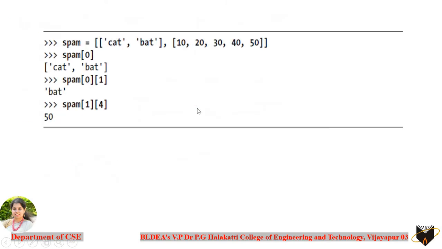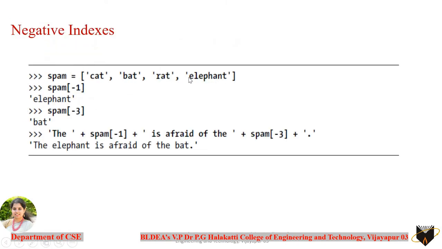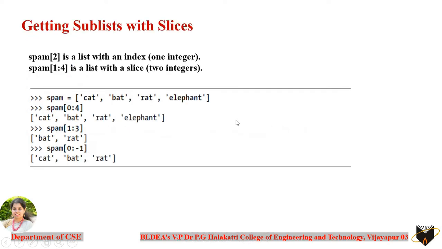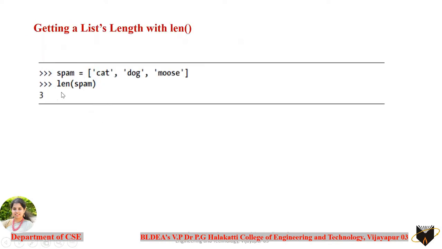And we have also seen that by using negative indexing, we'll be able to extract the elements from the end of the list, and by using slices on the list we'll be able to extract a sublist, that is, a group of elements from the list. And if we use a length function on any list variable, it is going to give you the count of the total number of elements present in the list.